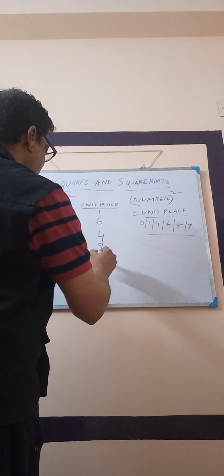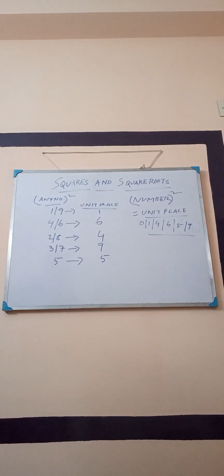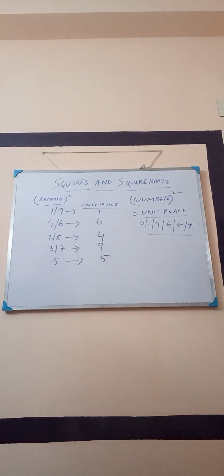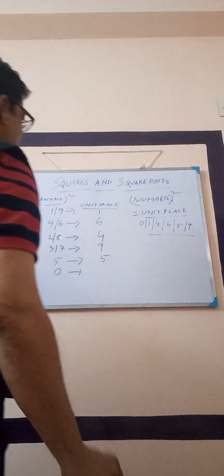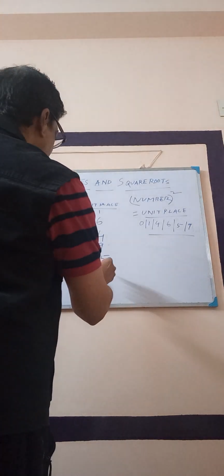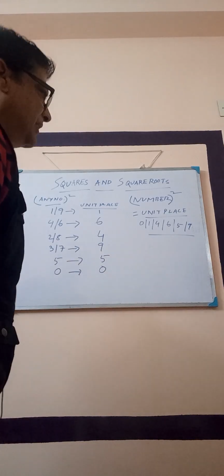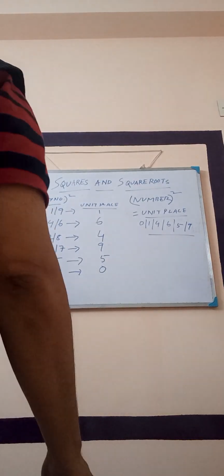Now, if I square any number whose unit place is 5, then the unit place of the square will be 5. That means 5 square is 25, 15 square is 225. Okay, getting my point? And if I square any number whose unit place is 0, then the unit place of the result will be 0. For example, 10 square is 100, 20 square is 400, unit place will be 0. Okay. So this is one concept.